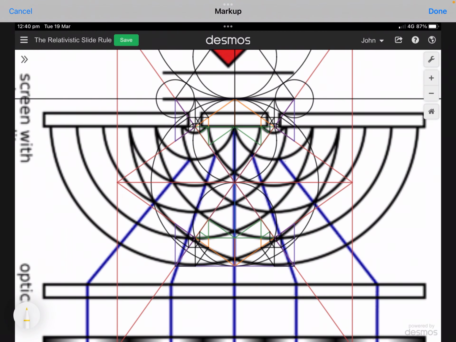Okay, here's a double slit experiment. So you have your wave fronts, and then at this point here the photon detects that it has to go through both slits.